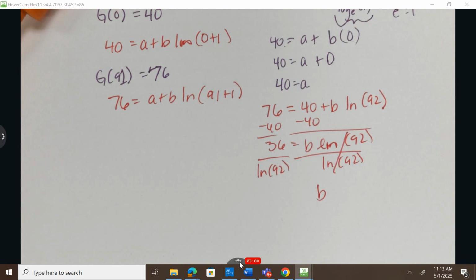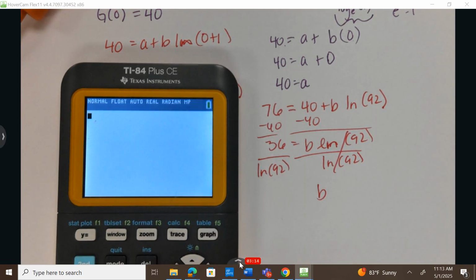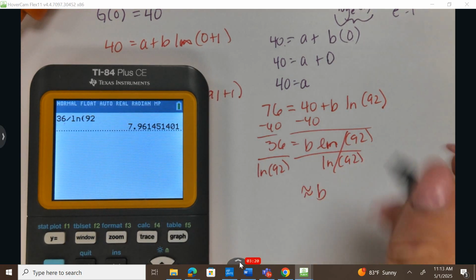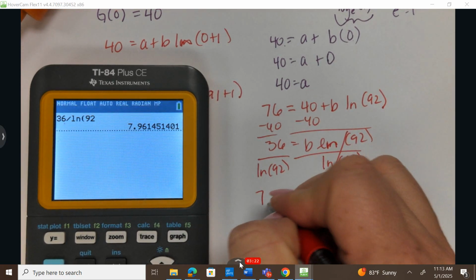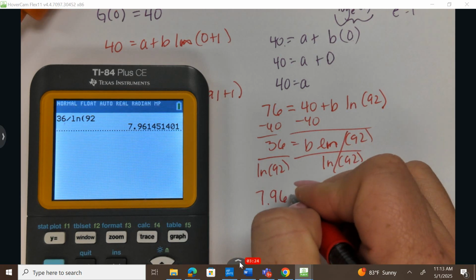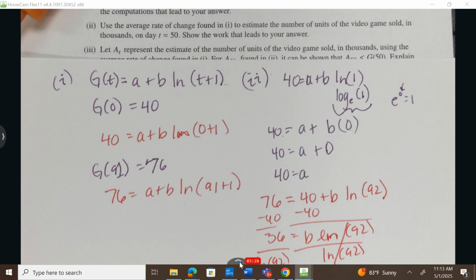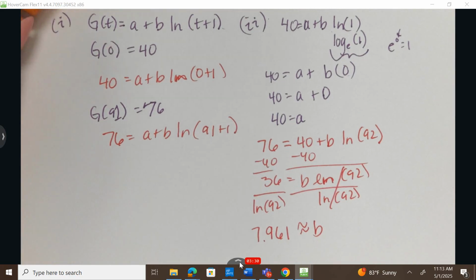So let's take our calculator. Did I already put it away? Nope, got it right here. I'm going to type in 36 divided by the ln of 92. And because it's an approximation, I'm going to make sure to use that. So we have 7.961. So I have done part A, parts 1 and 2. Let's now go on to part B.